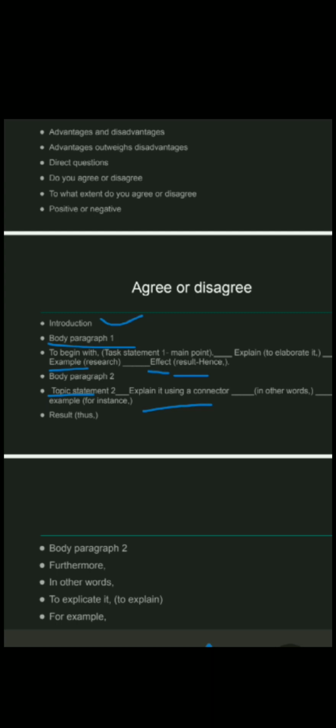Some students do not know how to use connectors, so they use wrong connectors, which leads them again to a very low score. So you have to use connectors very confidently, and you should know whether a connector is right or wrong. Then you can write "in other words", and at last you have to write the result.